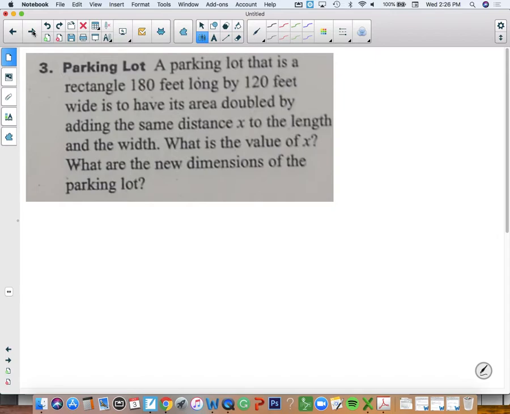Okay, the parking lot. We're going to make a parking lot. Anything that's kind of square or rectangular, you can use quadratics to figure out dimensions for. Okay, so this one we have a parking lot that's a rectangle. So we're back to the diagram, rectangle. It's 120 feet by 180 feet. Okay. We want the area doubled by adding the same distance x to the length and width.